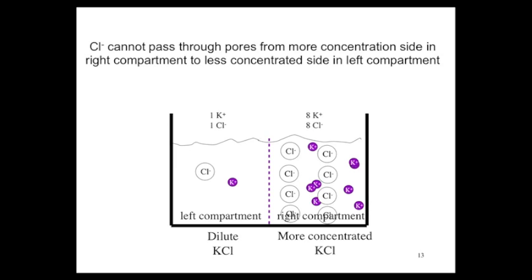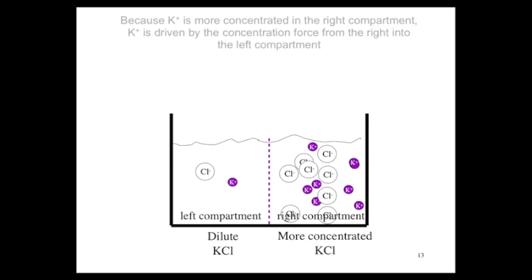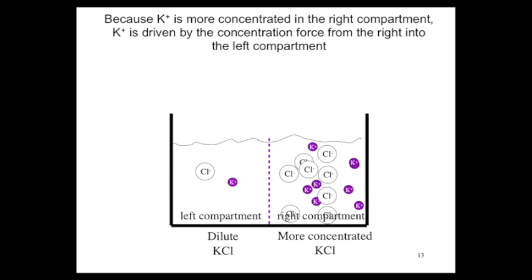Chloride cannot pass through the pores from the more concentrated side in the right compartment to the less concentrated side in the left compartment because we made the membrane impermeable to chloride. But it is not impermeable to potassium. It will pass potassium. And because potassium is more concentrated in the right compartment, potassium is driven by the concentration force from the right into the left compartment.